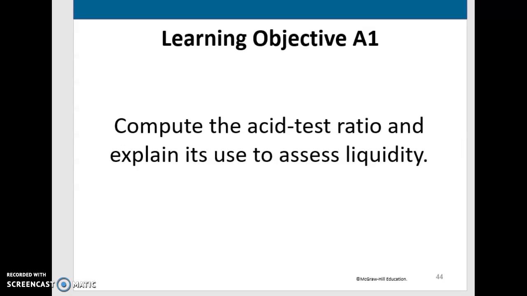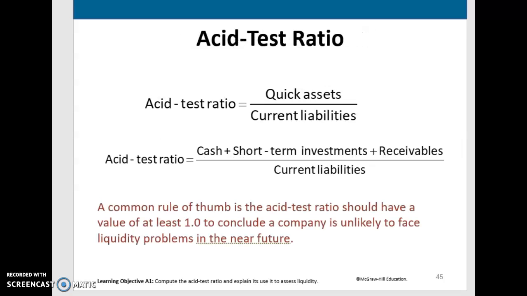Okay, we're almost done. We're going to conclude this module with a few ratios. We're going to talk about the acid test ratio. This is similar to the current ratio that we learned in the last module. The acid test ratio, however, takes out the longer term current assets, if we could say it that way.